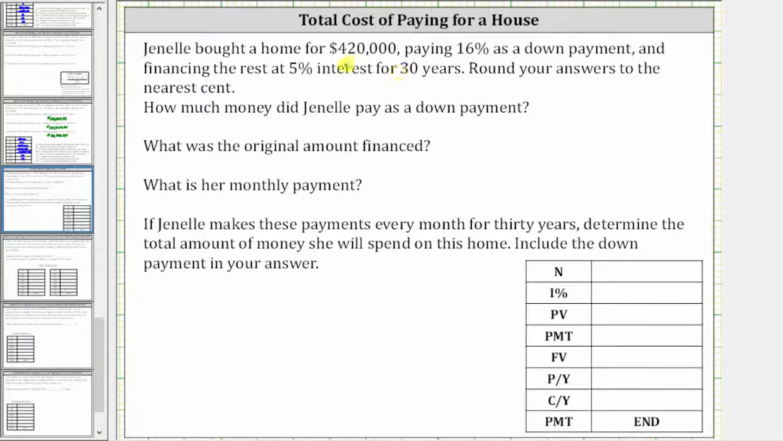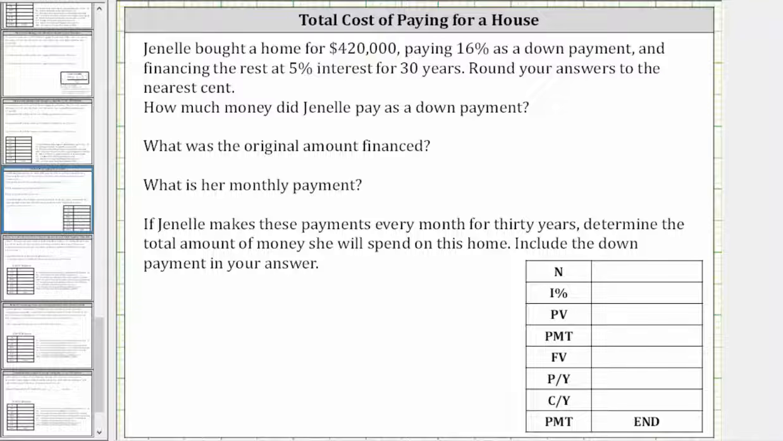Janelle bought a home for $420,000, paying 16% as a down payment and financing the rest at 5% interest for 30 years. The first question is, how much money did Janelle pay as a down payment? Well, she put down 16% of $420,000.